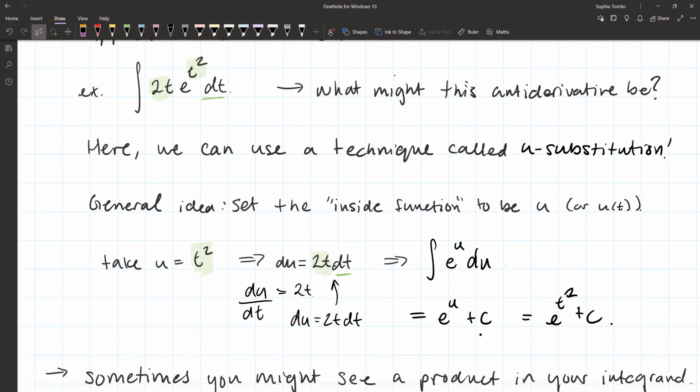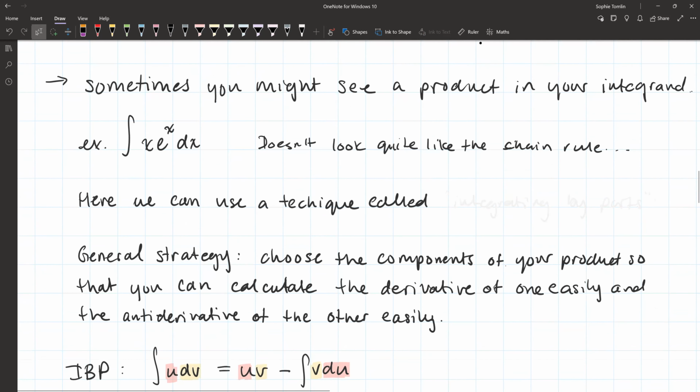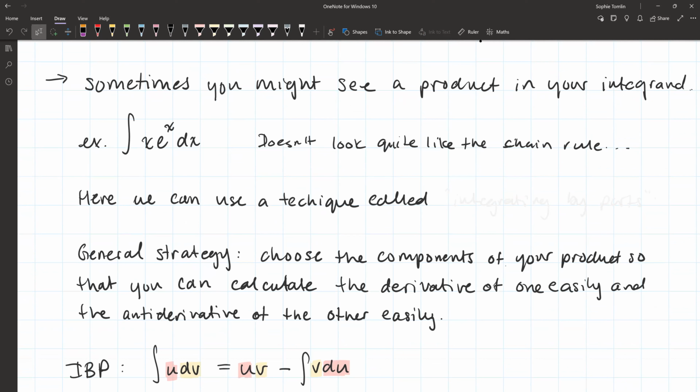So we'll move on to our next little strategy. Sometimes you might see a product in your integrand. So here we have the integral of x e to the x dx, which doesn't look quite like the chain rule, because the derivative of this part up here is not x. So here we would use a technique called integrating by parts, which might be a little bit time consuming, but it's very useful.